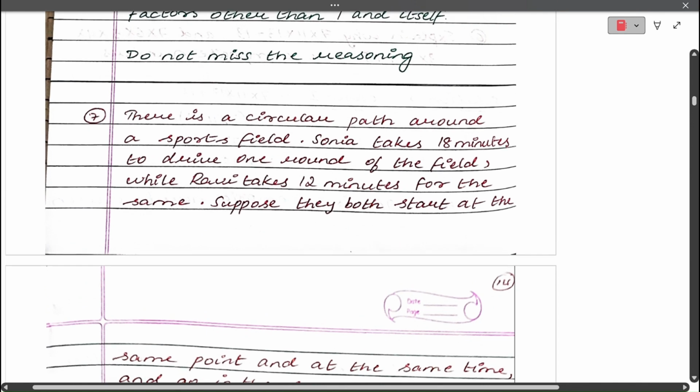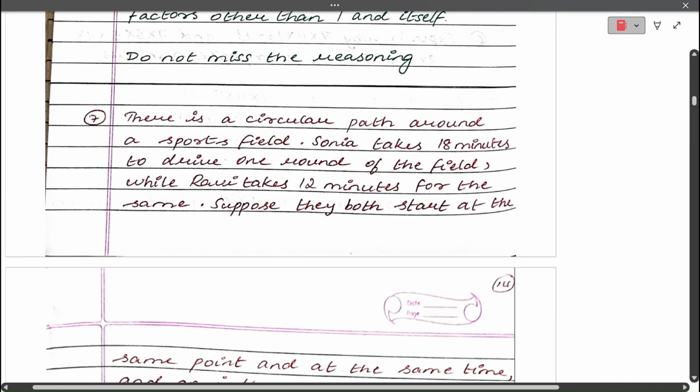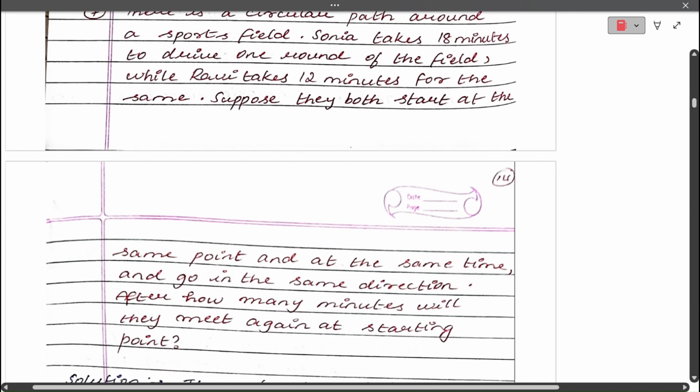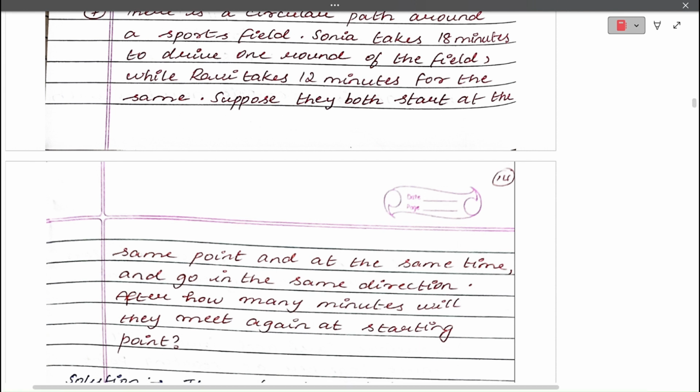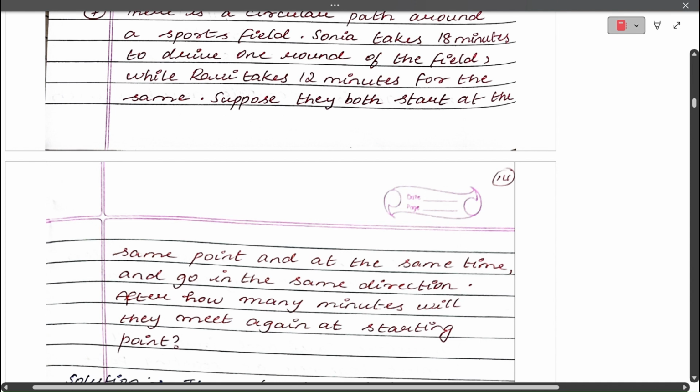Next question. There is a circular path around a sports field. Sonia takes 18 minutes to drive one round of the field, while Ravi takes 12 minutes for the same. Suppose they both start at the same point and at the same time and go in the same direction. After how many minutes will they meet again at the starting point?